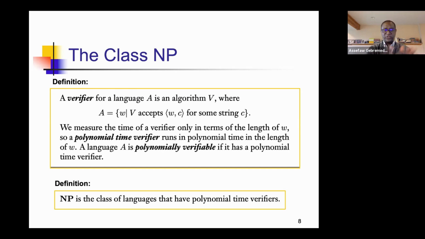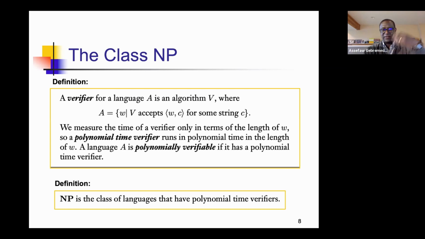And so we needed a definition first, and that definition was a verifier. A verifier for a language is another algorithm, a V, where it would accept the input and the certificate for some string A, and then it would verify this A in polynomial time. And so that language is now called a polynomially verifiable language. And then the class of languages that have polynomial time verifiers is called NP.